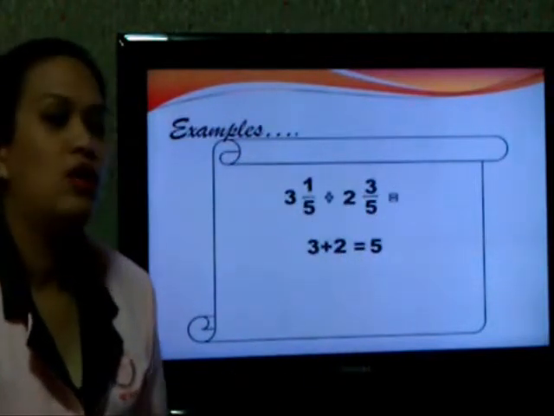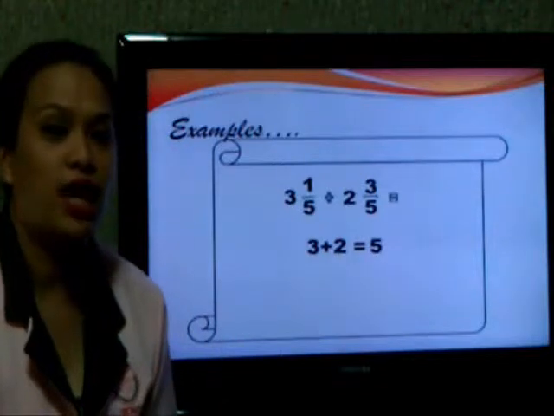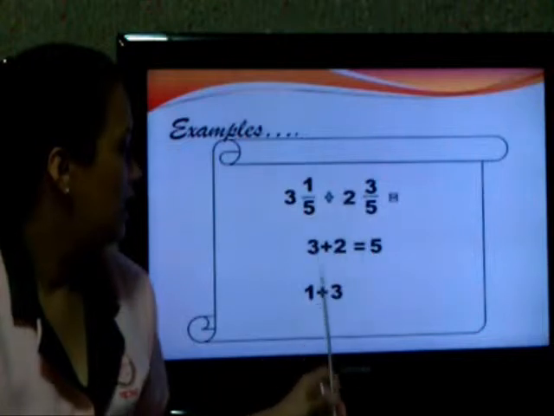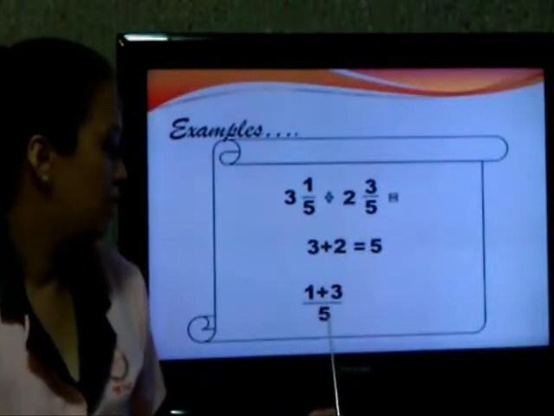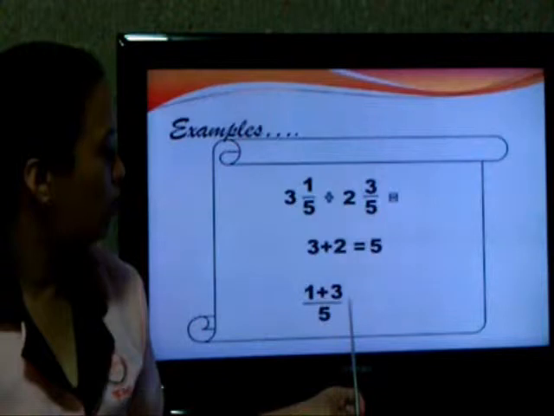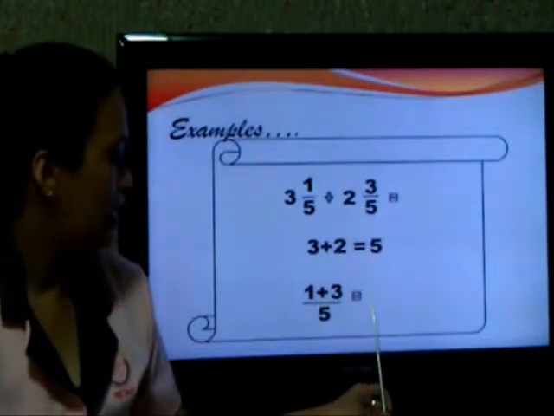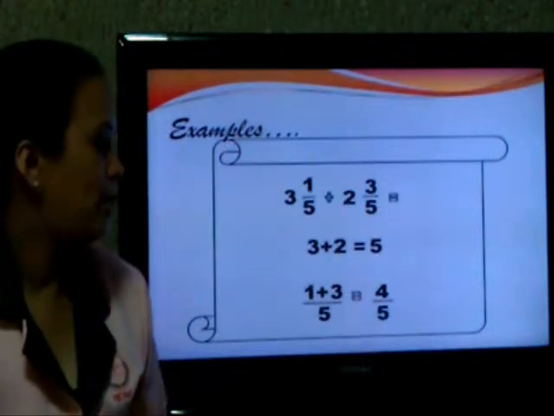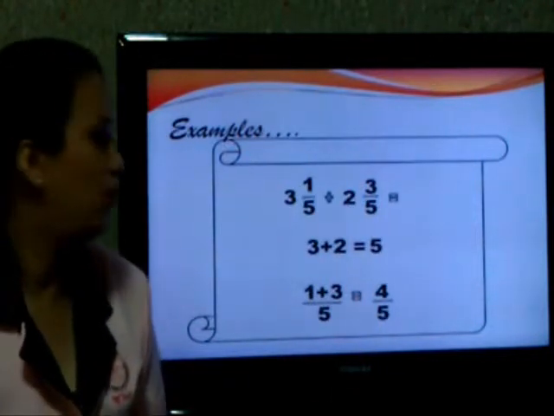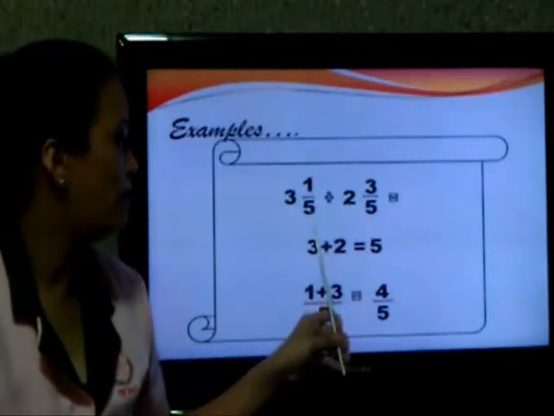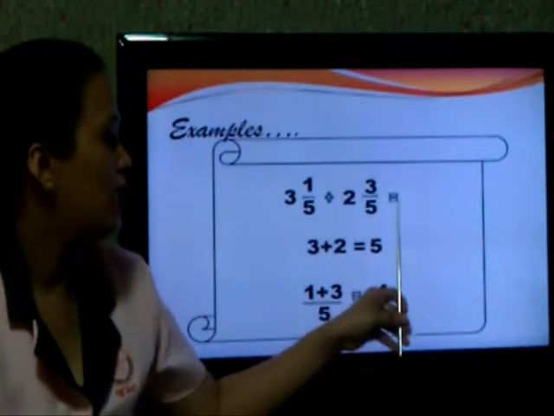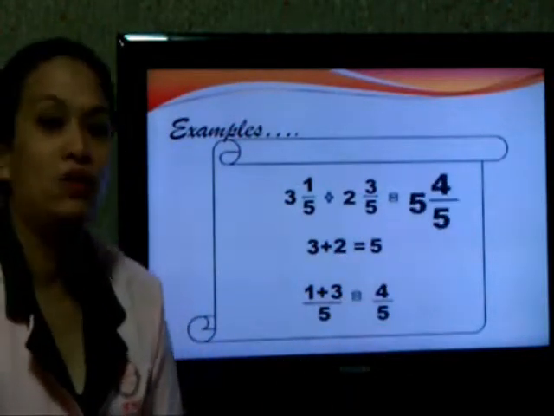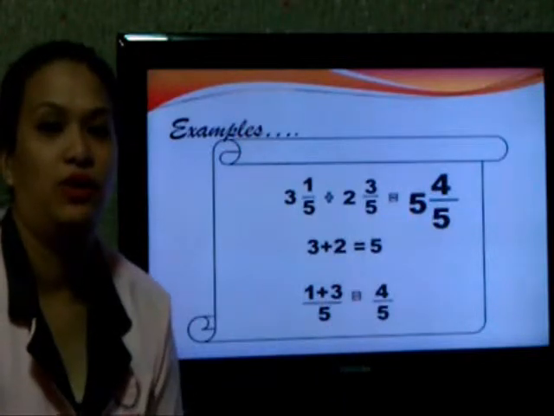Now, let's add the similar fractions. We will add 1 plus 3, then copy the denominator of 5. So we can say that 1 plus 3 equals 4, and then copy the denominator of 5. So now we can say that 3 and 1/5 plus 2 and 3/5 is equal to 5 and 4/5. This will be the answer.